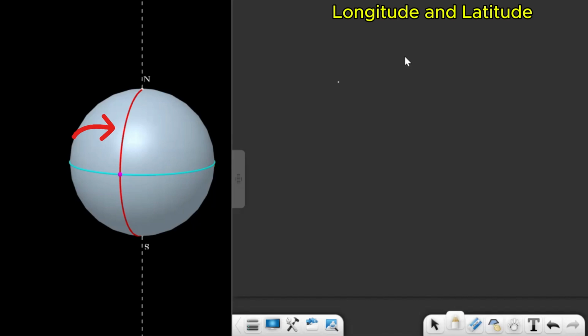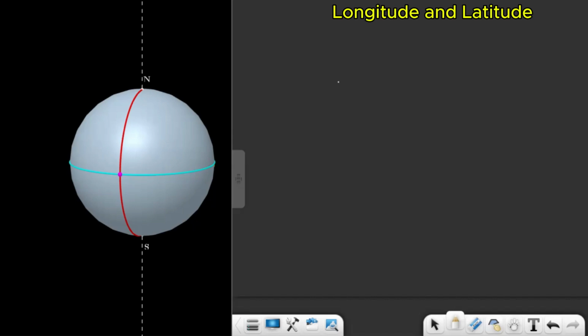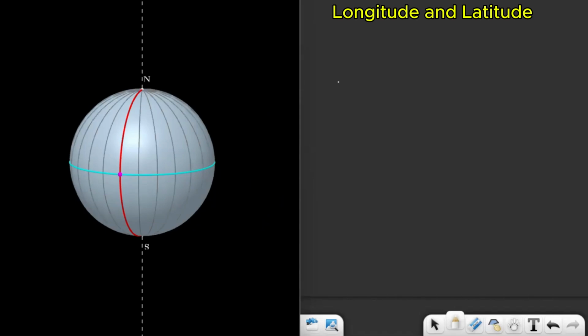The red one represents the prime meridian, which is an example of a longitude. Longitudes are great circles that move from east to west. They are measured 0 degree to 180 degree east, or 0 degree to 180 degree west. So I'm going to show the longitude now. These are the lines that you see on your screen, and they all spread across from east to west, 0 degree to 180 degree east, and 0 degree to 180 degree west.